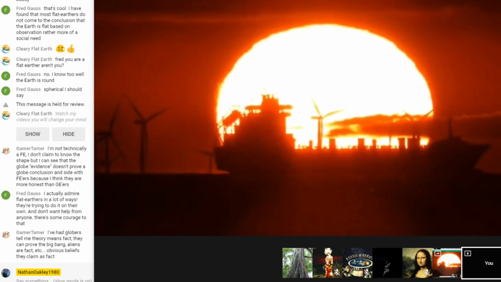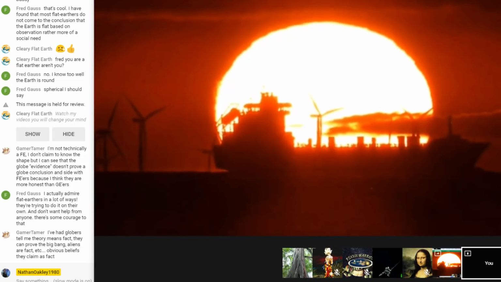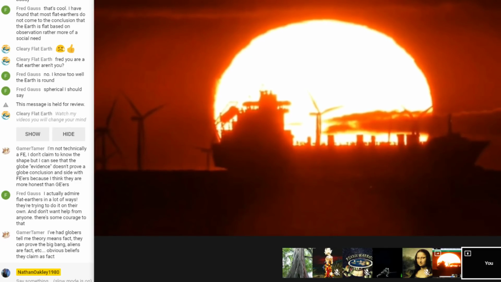Well, the geometric curve is always a constant, right? And it's always there. But you apply it against the reduced height of the thing that you're looking at, not the absolute height.